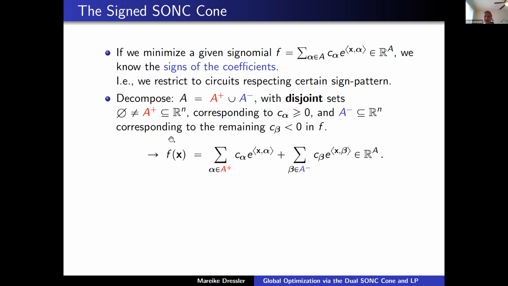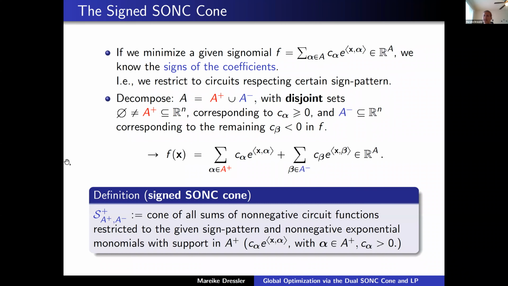And then I can decompose every Zignomial I consider following this sign pattern. Here, this first term has coefficients which are non-negative. Here are the negative ones. And again, this is the set A plus, and the betas are contained in the set A minus.